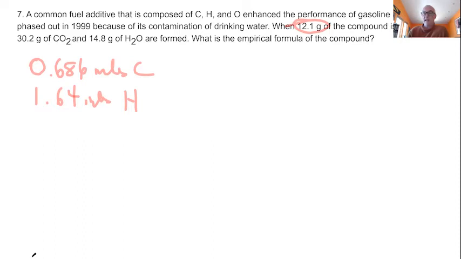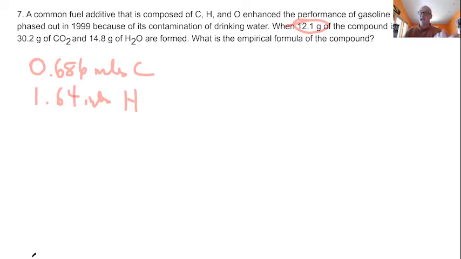The only information I have about my compound is how much mass there was. So would you convert the moles of carbon and hydrogen to grams? That's right. I convert these moles back to mass because the information I have is 12.1 grams is the mass of my carbon plus the mass of my hydrogen plus the mass of the oxygen.